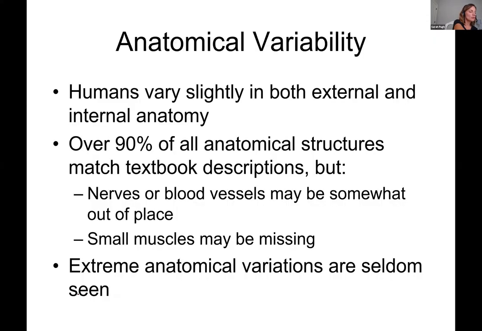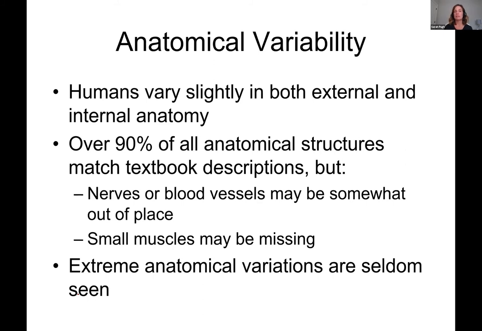So, I usually get students that want to know, in anatomy, why do we have to dissect stuff? Why do we have to do this? And the reason is right here, anatomical variability. One thing that's really important that you always remember is that we look different on the outside, but we also look different on the inside.